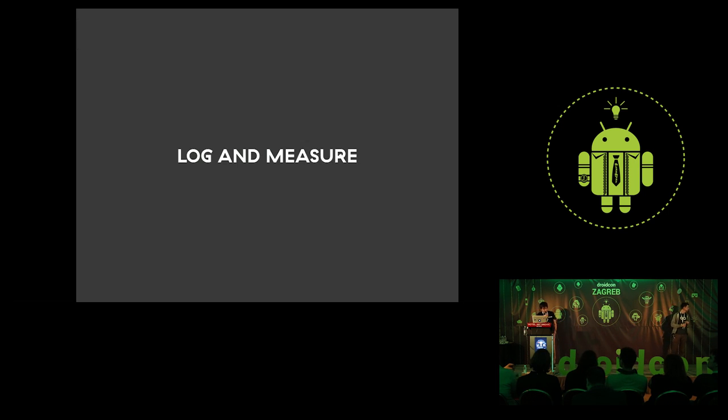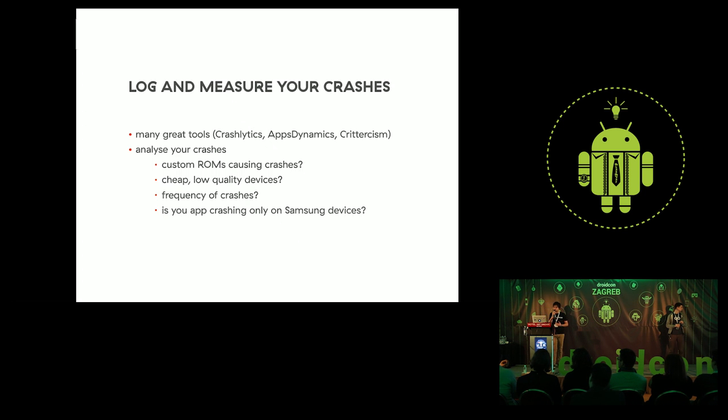Moving on. We are in production, we have to use some kind of analytics. We need to log and measure everything that's going on with our application so that we know if we have some problems. Fortunately today we have a large number of great tools for crash analytics, like Crashlytics, AppDynamics, and so on. All of them have their pluses and minuses, so you have to figure out which of them is the best solution for your use case.